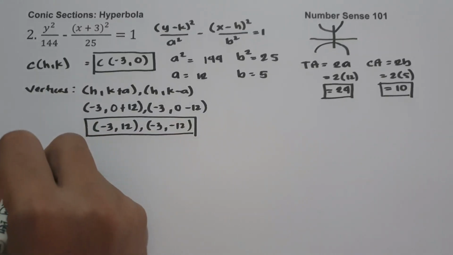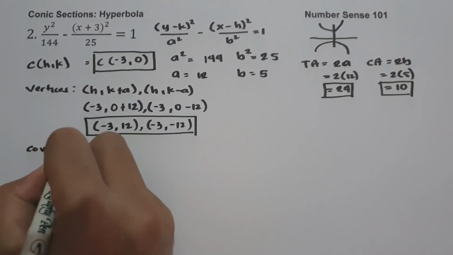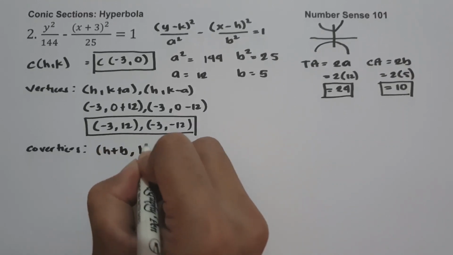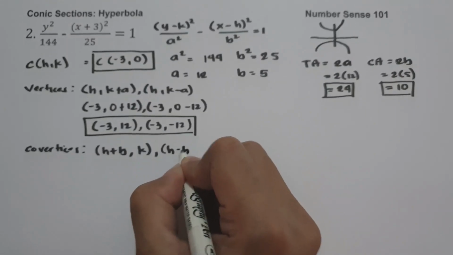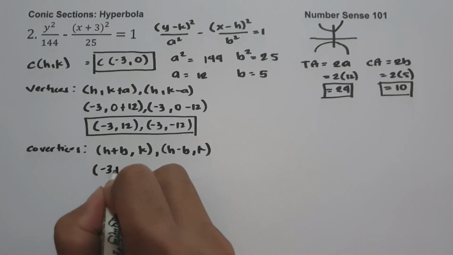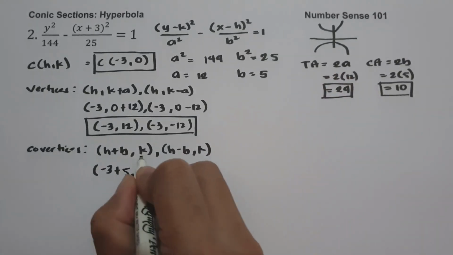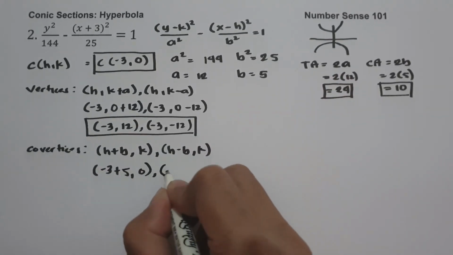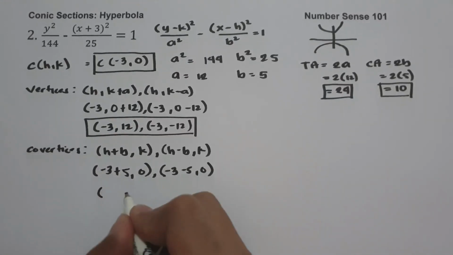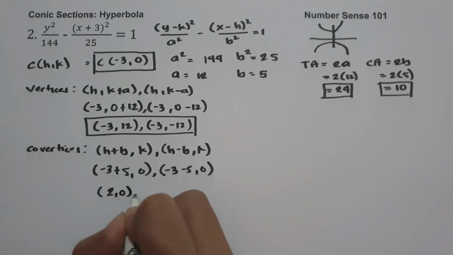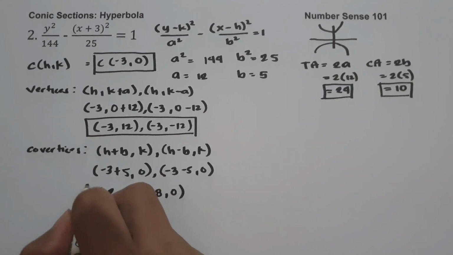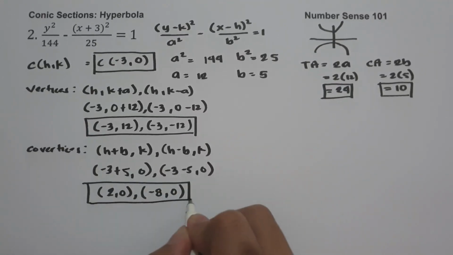And to find the coordinates of our co-vertices, let us have h plus b and k, and then h minus b and k. So the value of h, that is negative 3, plus the value of b, that is 5, and the value of k is 0. On the other side, we have negative 3 minus 5 and 0. Negative 3 plus 5 is 2 and then 0. And negative 3 minus 5 is negative 8 and 0. So this will be the coordinates of our co-vertices.